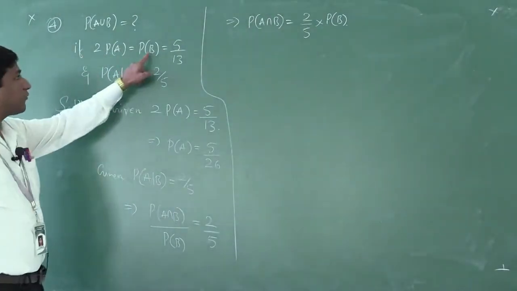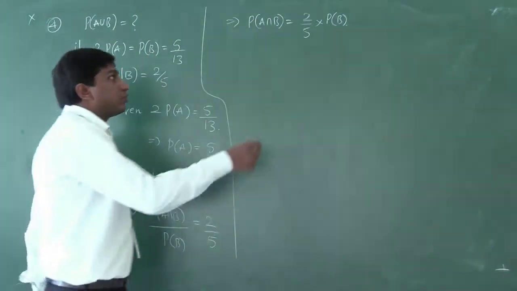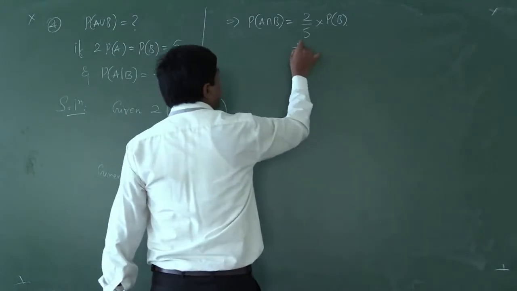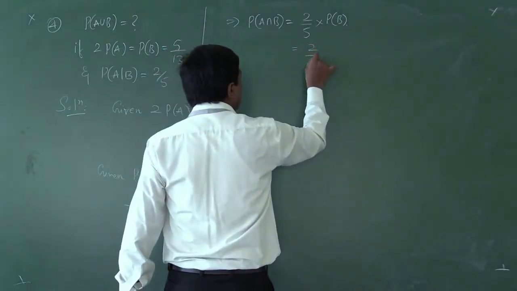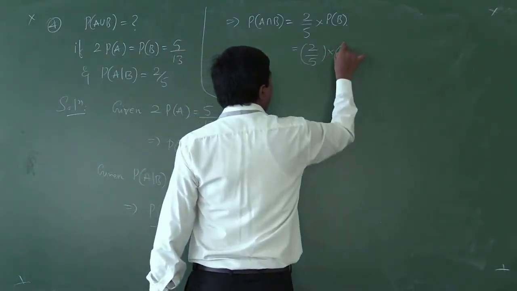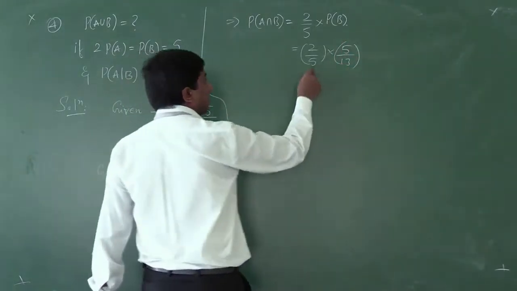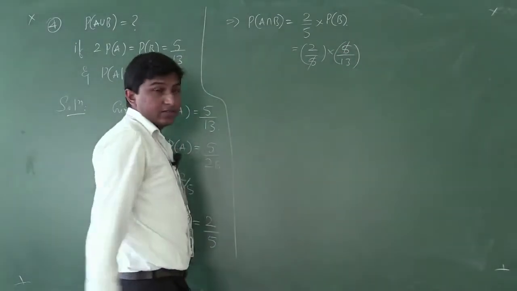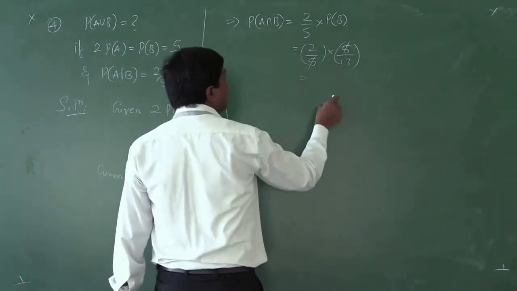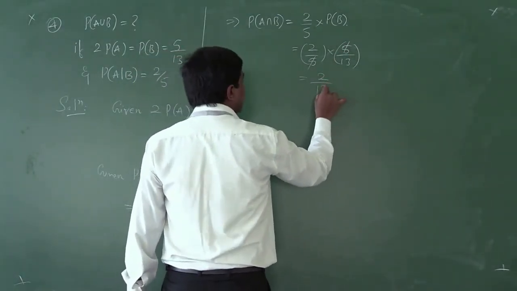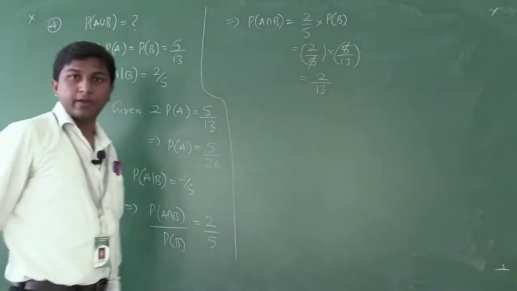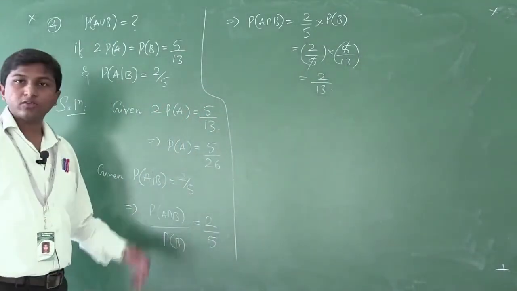So what is the value of P of B? It is given to be 5 by 13. I substitute here 2 by 5 into 5 by 13. What cancels here? 5 and 5 cancel. And the value of P of A intersection B, we get to be 2 by 13. So we have all three values.